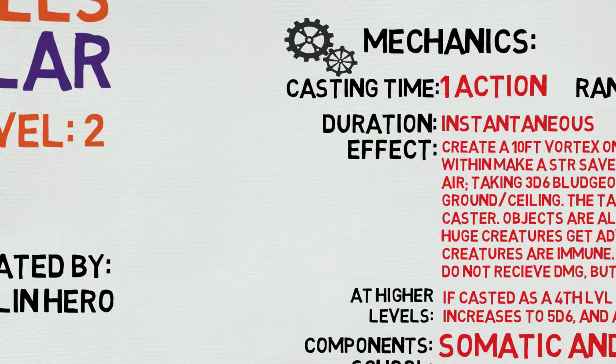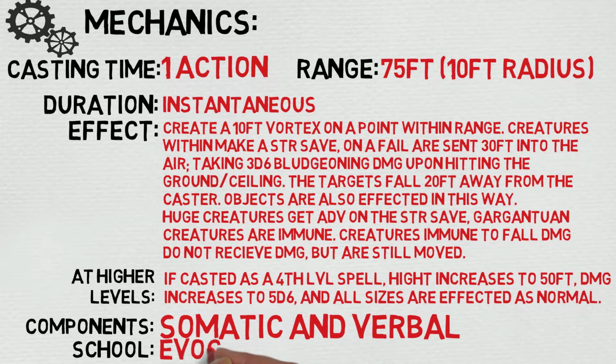So as you can see, the casting time is one action. The range is 75 foot, but it has a 10-foot radius of effect. The duration is instantaneous, and the spell's effects are as follows. You create a 10-foot vortex on a point within range. Creatures within the vortex make a strength save.